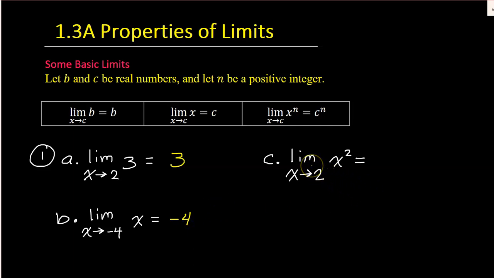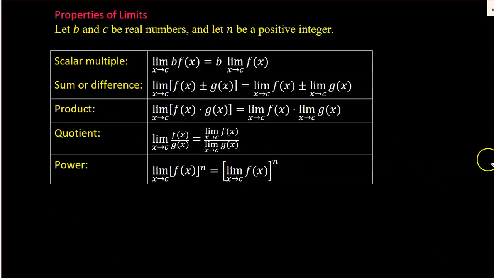If I want to find the limit of x squared as x approaches 2, again, I can just do direct substitution and substitute 2 in for x. So that's going to give us 2 squared, which of course is 4. So the limit is 4.